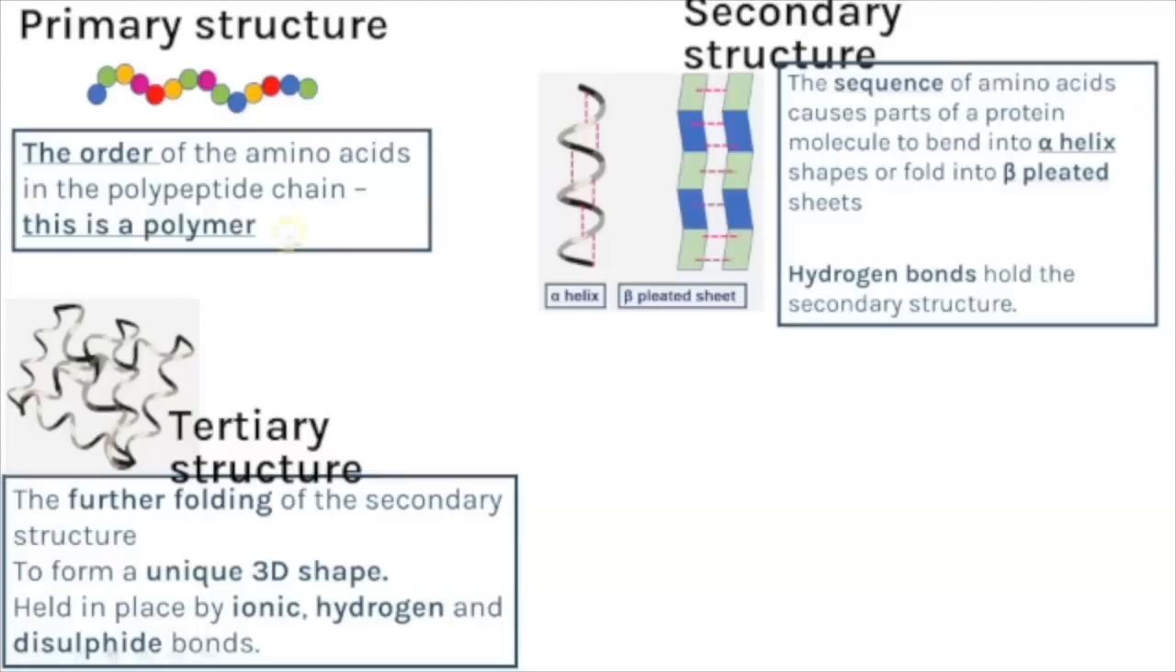The secondary structure then gets modified further, so it's further folded to create a unique 3D shape. And that shape is held in place by ionic, hydrogen, and sometimes disulfide bonds.